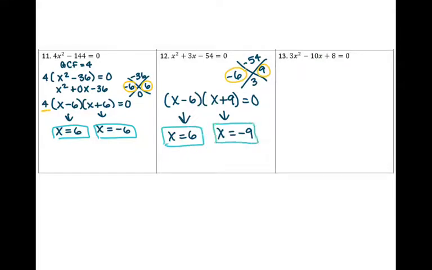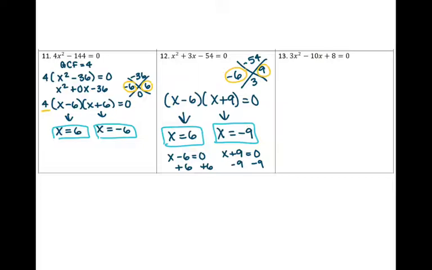Now, if you're watching this and you're like, I don't understand where the heck she's getting these answers, once again, it's because you essentially set these equal to 0 and solve. Add 6 to both sides. You get x equals 6. Subtract 9 from both sides. You get x equals negative 9.